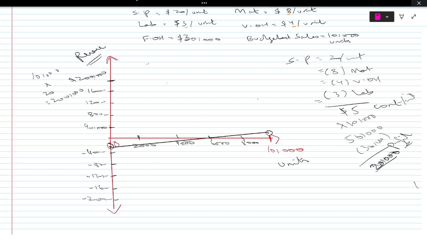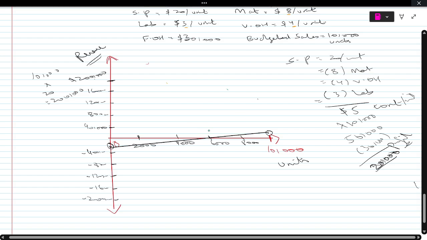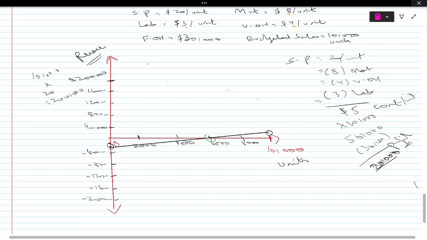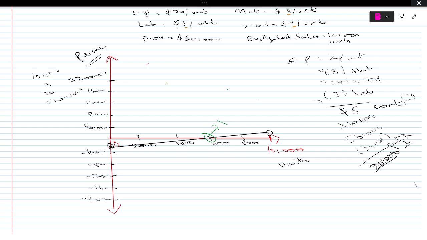Now just a few additional things. Remember that the point at which your line cuts the x-axis, look over here, right? The point where your line cuts your x-axis, that is your break even point. Okay, and the area above the break even point, this one is your profit. Okay, and the area below the break even point, this one is your loss.